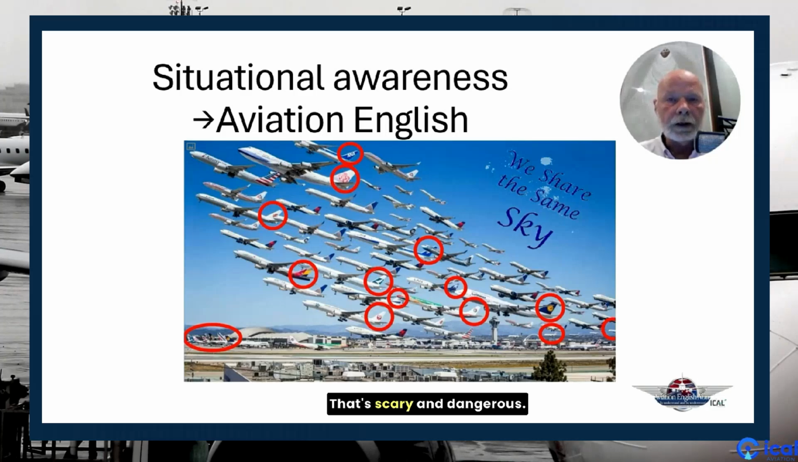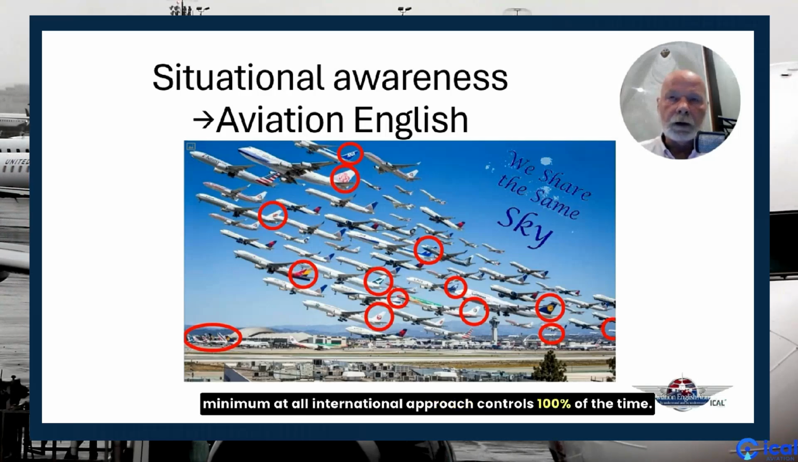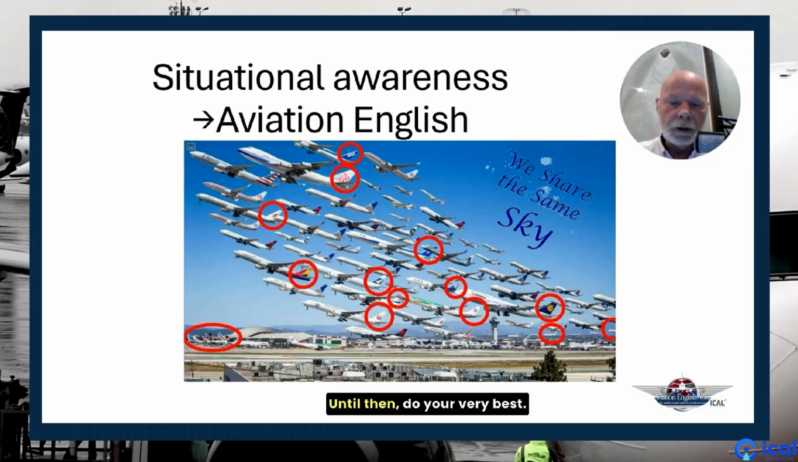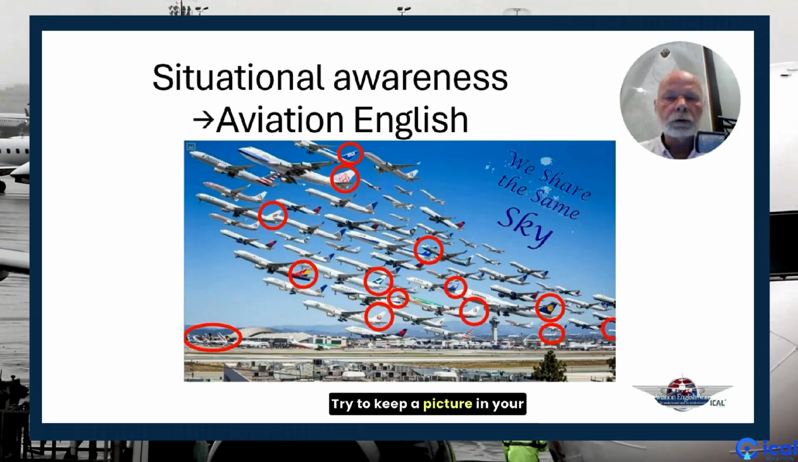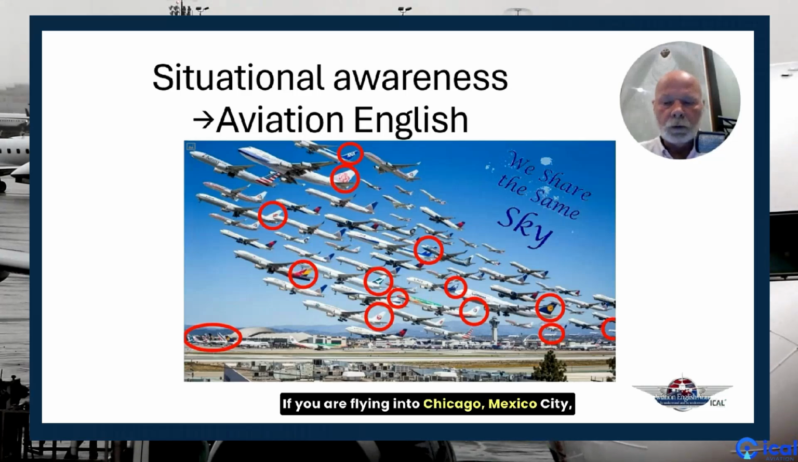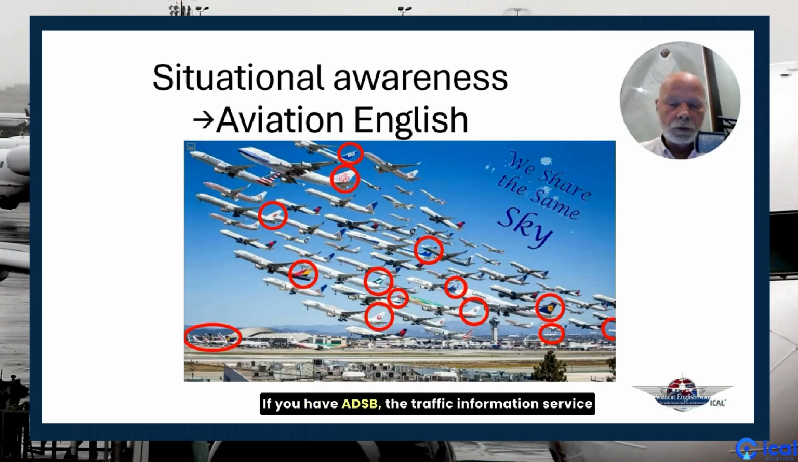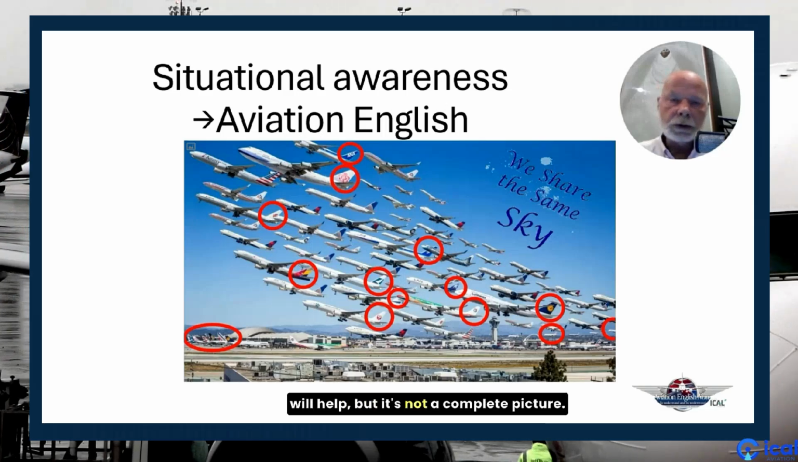That's scary and dangerous. My goal is to make English be used at a minimum at all international approach controls 100% of the time. Until then, do your very best. Try to keep a picture in your head of what is happening around you. If you are flying in Chicago, Mexico City, Beijing, or any other airport, it's critically important for you to try to figure out who is close to you, what runways are occupied. If you have ADS-B, the Traffic Information Service will help, but it's not a complete picture.